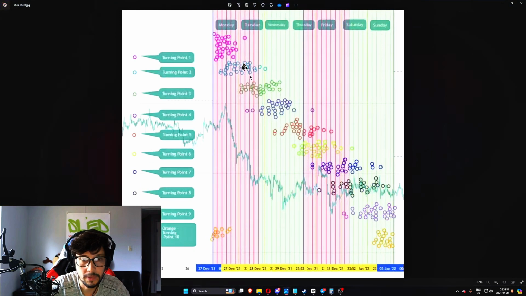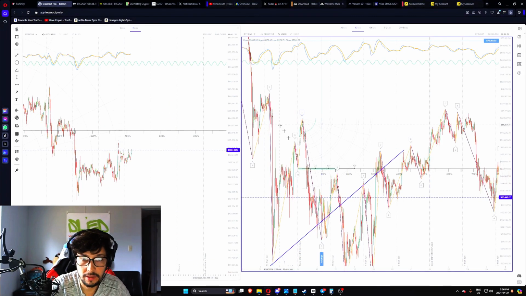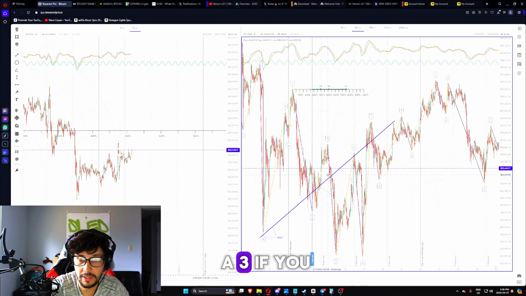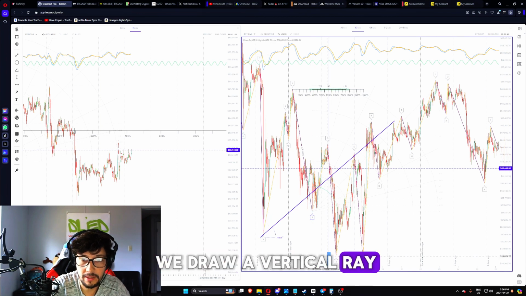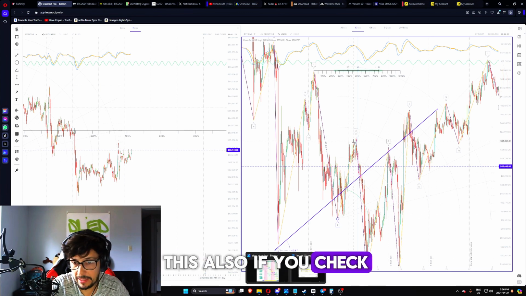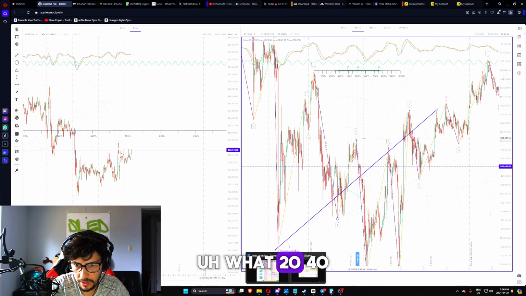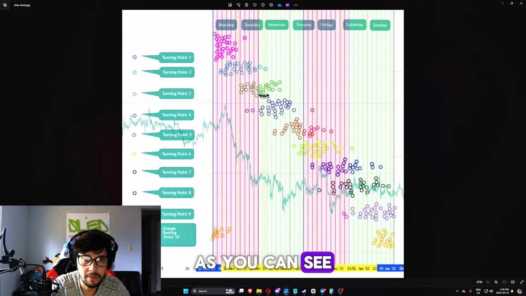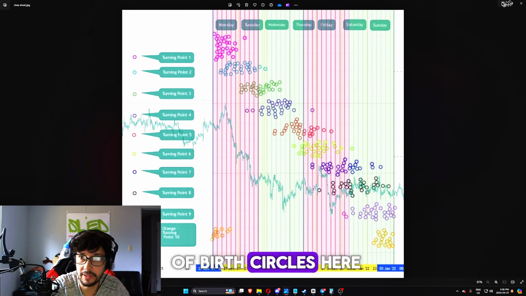So let's take a look. As you can see, we have a big cluster of turning points here, big cluster of big Bertha circles, and we came in pretty late. So we got a 2 there, right? After 2 came in, we need to form a 3. If you can see the numbers here, here's a 40. If we draw a vertical ray, we fell under 500% time, so pretty damn near 40, right? The way you know this also, if you check, it's in the first 20, 40, 60, 20% of the move of quadrant 2. As you can see, big cluster of Bertha circles here.